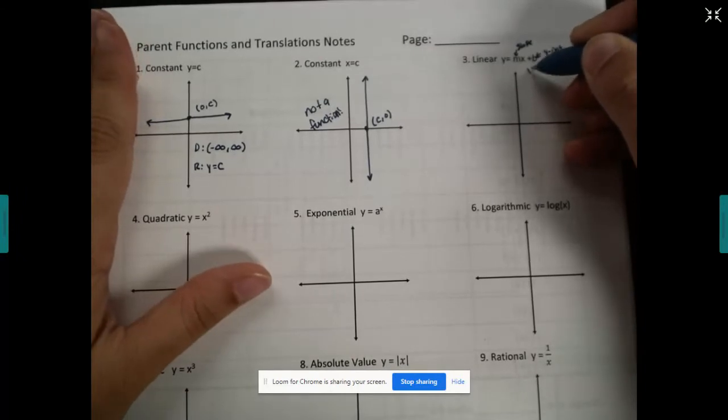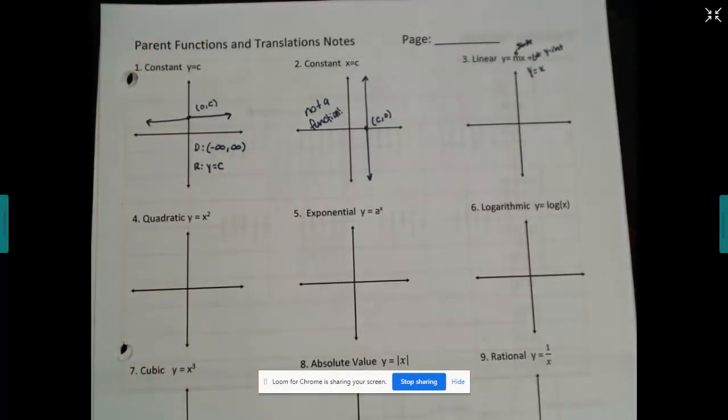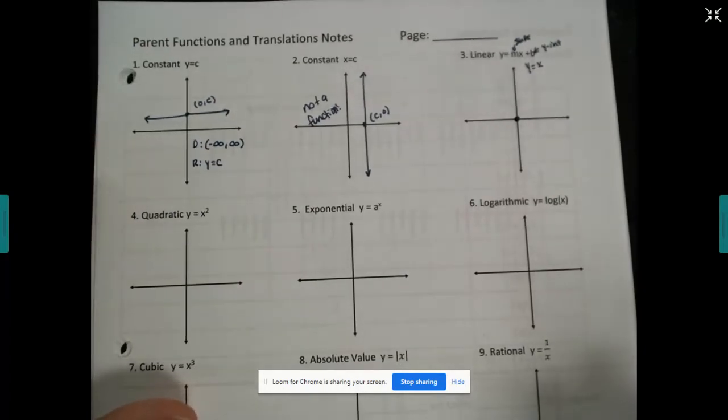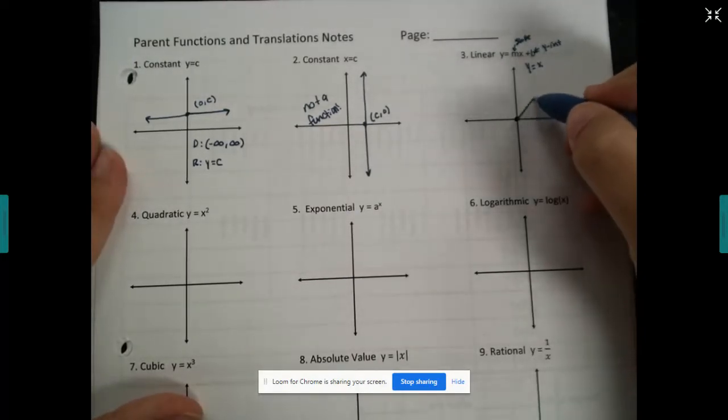Oh well. It is y equals x. So no adding, subtracting, multiplying. It's just y equals x. And that graph crosses through the origin. And then the slope is 1, so up 1 over 1, up 1 over 1, up 1 over 1. So it goes like this.